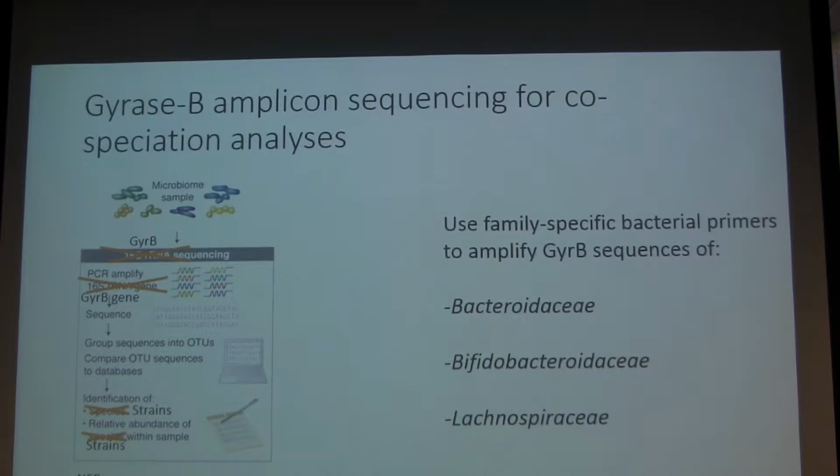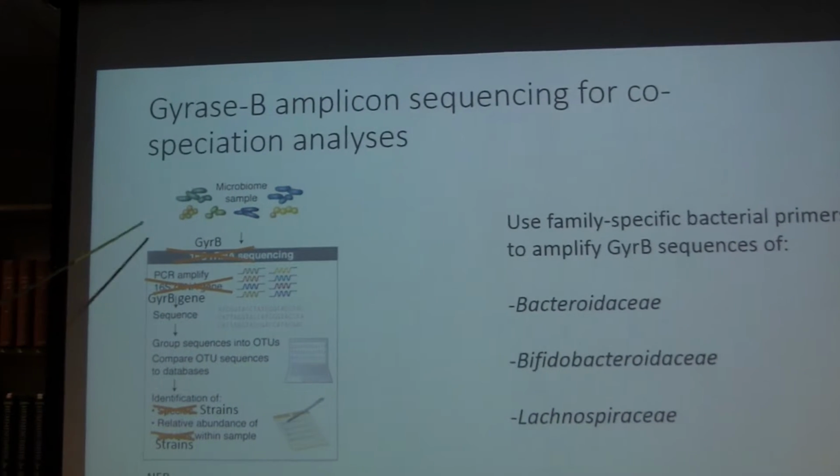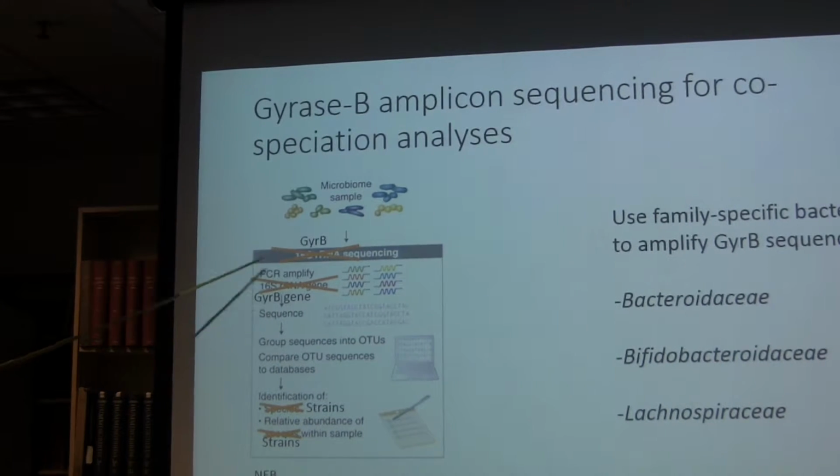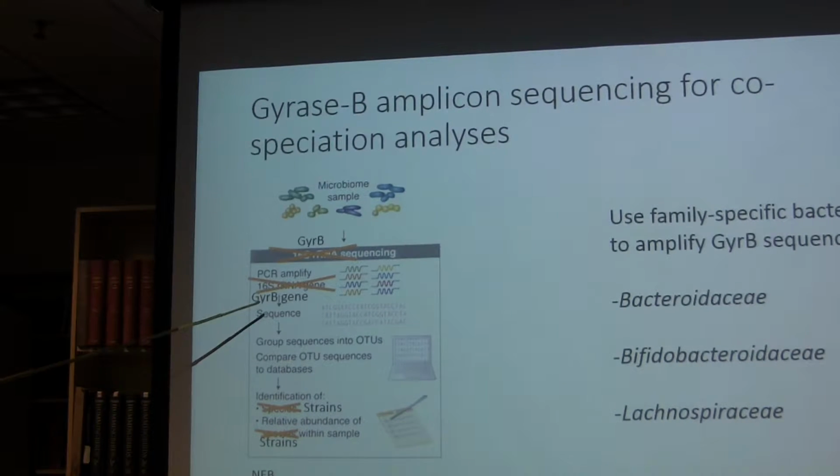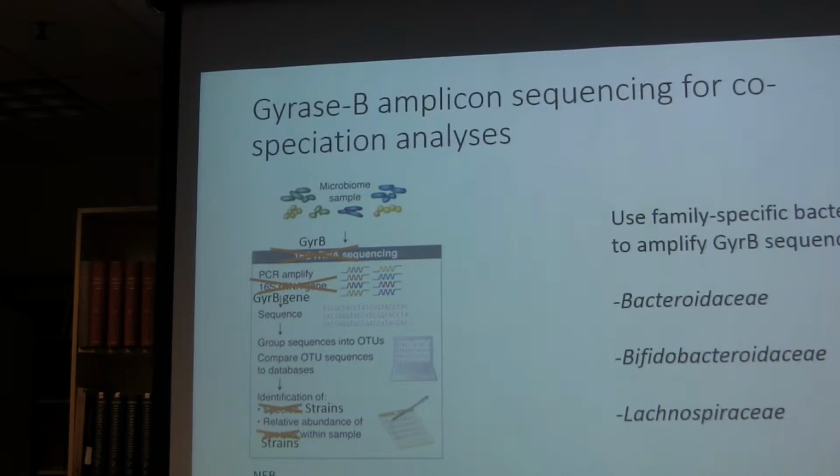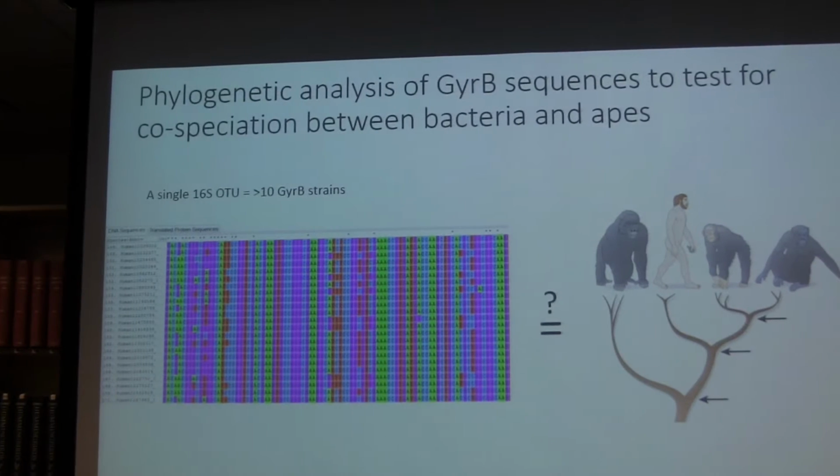And this GyrB amplicon sequencing works just like 16S amplicon sequencing. You just cross out 16S and put GyrB in its place. And at the end of the day, instead of getting a sense of the relative abundances of all the different bacterial taxa that exist in the gut, we're going to have a complete catalog of all of the strains within a single bacterial family, within each of these bacterial families. So we're looking at a much finer resolution of the diversity than previously.